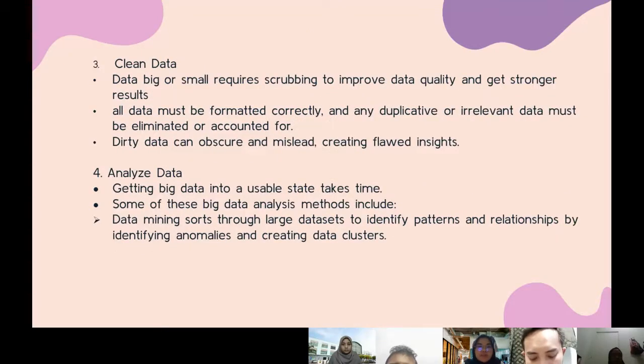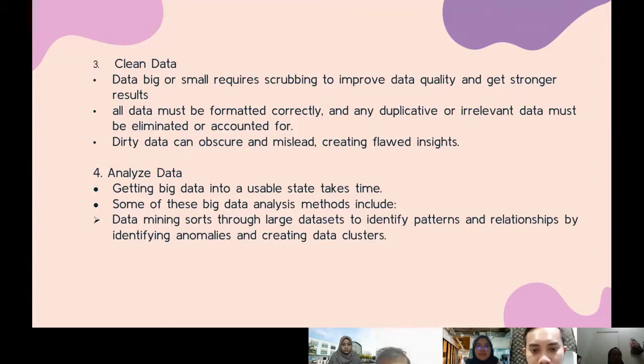Third is clean data. Data, big or small, requires scrubbing to improve data quality and get more reliable results. All data must be formatted correctly, and any duplicate or unwanted data must be eliminated or accounted for. Dirty data can obscure and mislead ratings or insight.